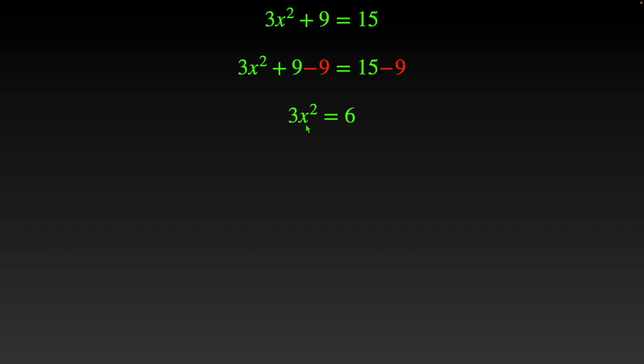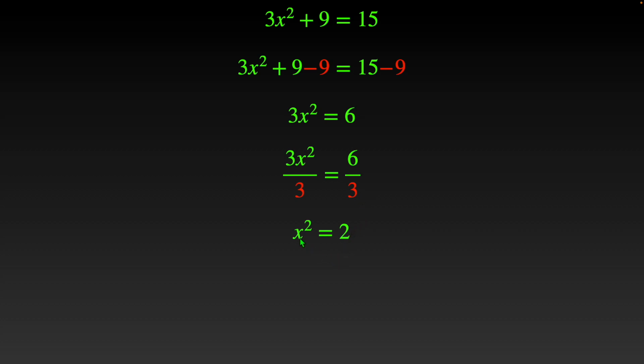Now, we want to divide by 3 on both sides. We want x squared by itself, but it's attached to this 3 via multiplication. So by dividing by 3 on both sides, we just get x squared on the left-hand side. 3 in the numerator with the 3 in the denominator will cancel out. So we get x squared on the left-hand side and 2 on the right-hand side, since 6 divided by 3 is 2.